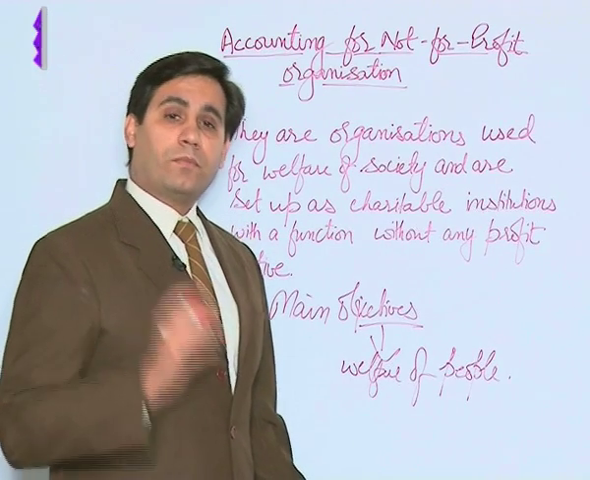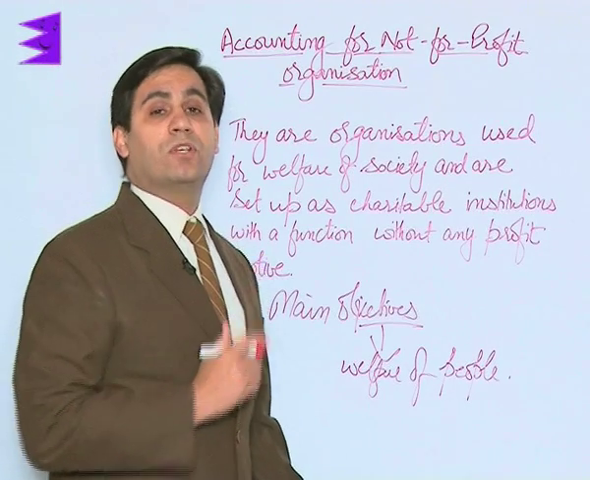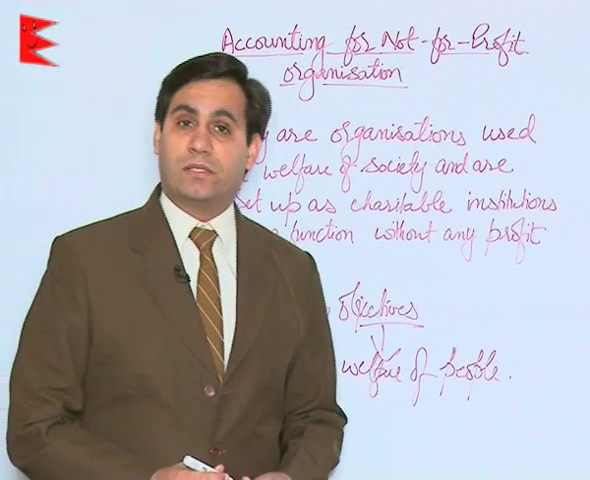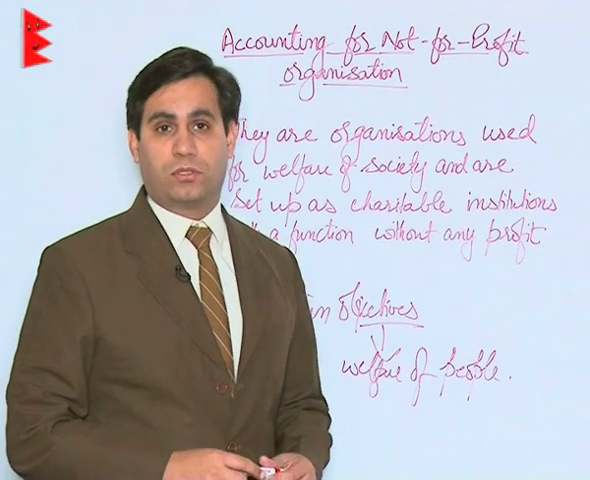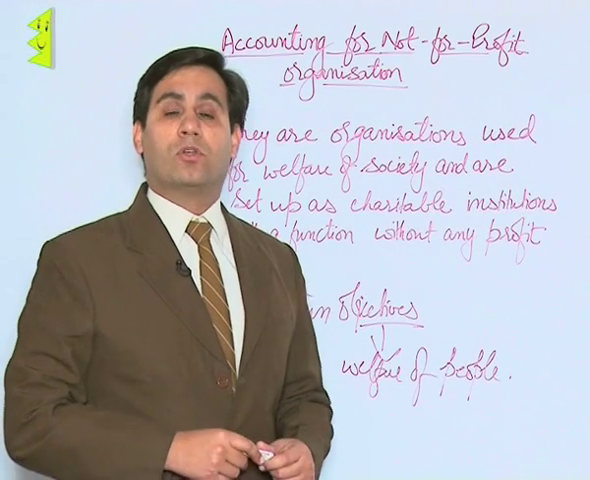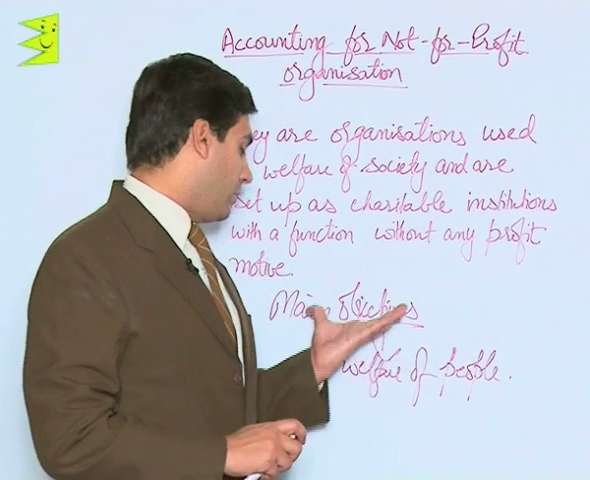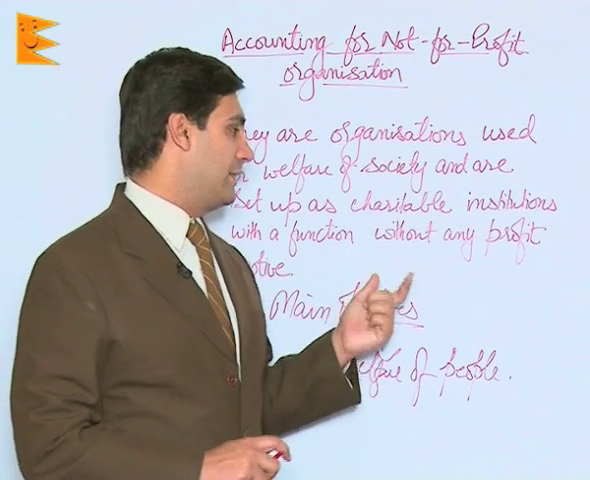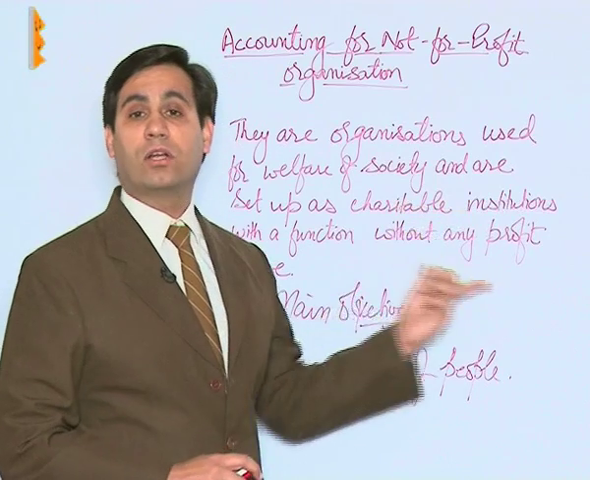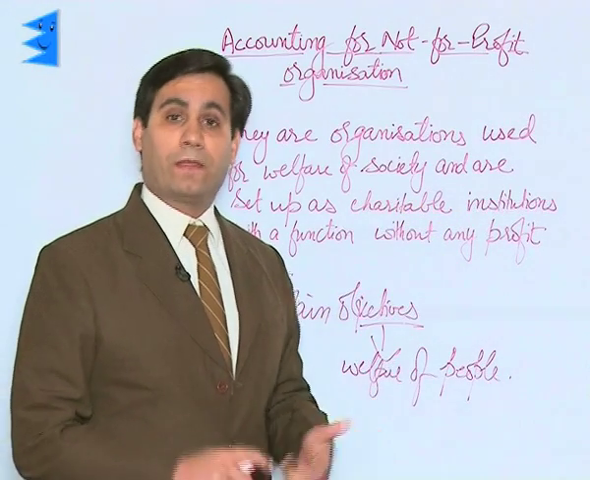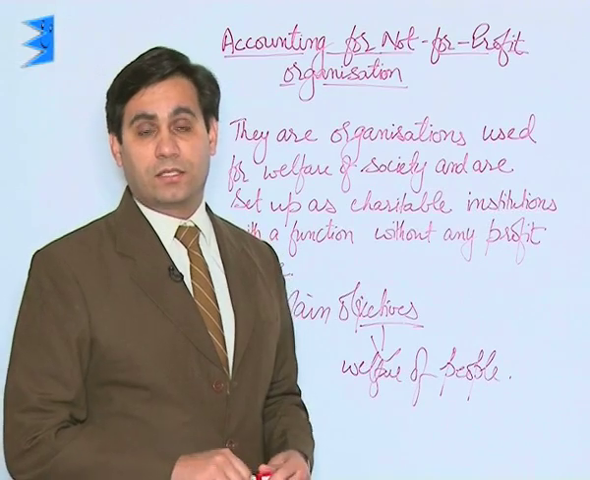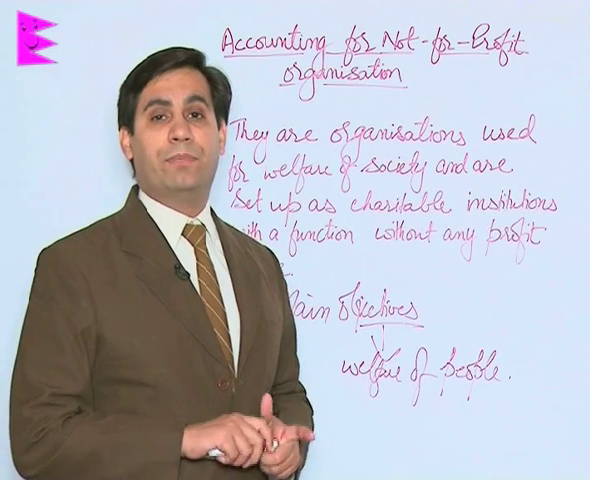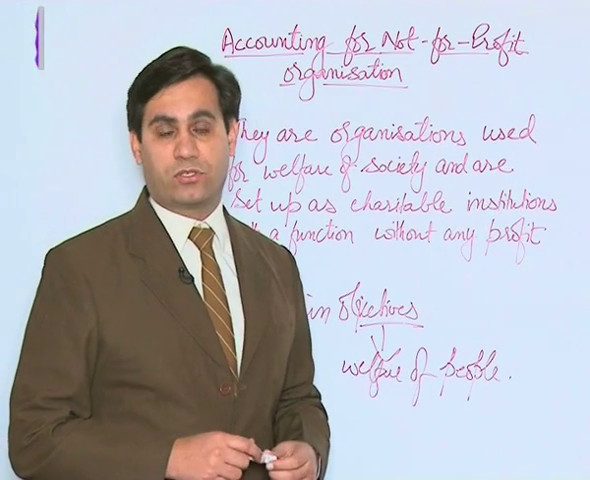Now students, let us understand various examples of non-profit organizations. You know about charitable hospitals. They don't charge much, or some of them actually work on no cost basis. So these hospitals would be categorized as not-for-profit organizations as they are charitable institutions and they do not have any profit motive. Many schools are run on charitable basis. You have sports clubs, you have public libraries. They are all examples of not-for-profit organizations.